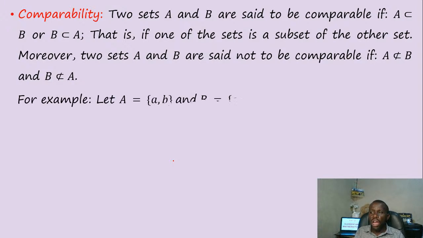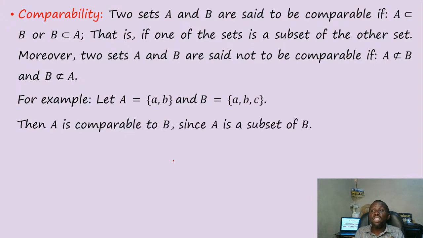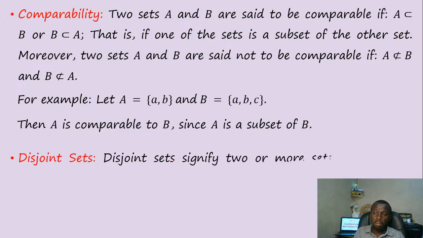For example, we have A to be this and B to be this. Then A is comparable to B because A is inside B, so it is a proper subset. Since A is a subset of B, A is comparable to that. But is B inside A?